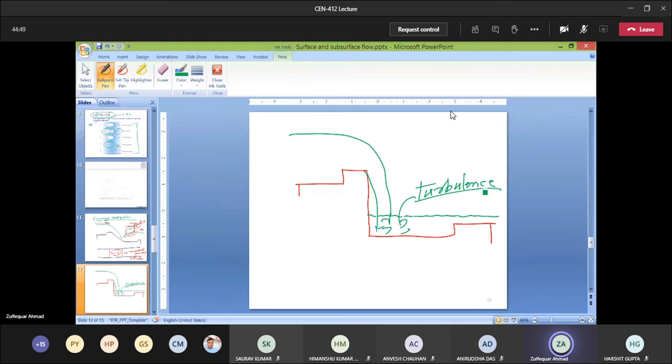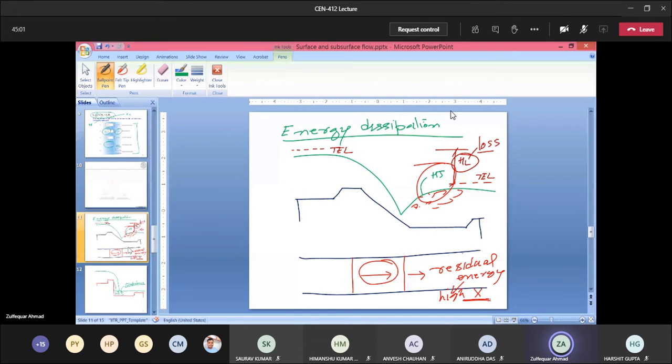So we have to discuss the various structures for the dissipation of the energy, right? Most common is the hydraulic jump type. So this basin is known as a hydraulic jump type of basin, the hydraulic jump basin. Okay, so where you have the formation of the hydraulic jump, right? So energy dissipation is a very important part.